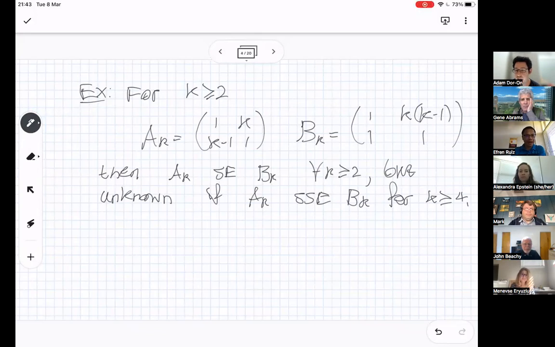I have a question, Adam. In the case when K is equal to 2 or 3, is it easy to see that they're strong shift equivalent, or does it take some work to actually show that they are? In the case of K equals 2, they're just the same matrix, but in the case of K equals 3, there is some choice of R and S that's perhaps not immediate.